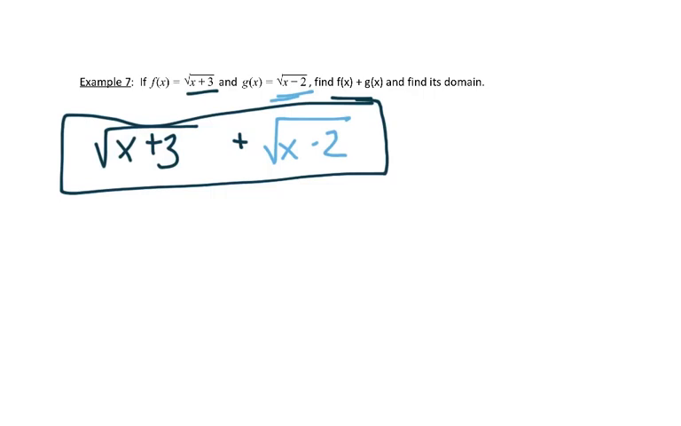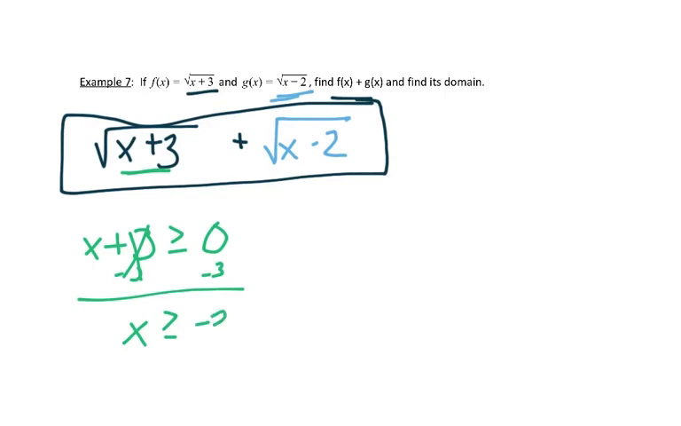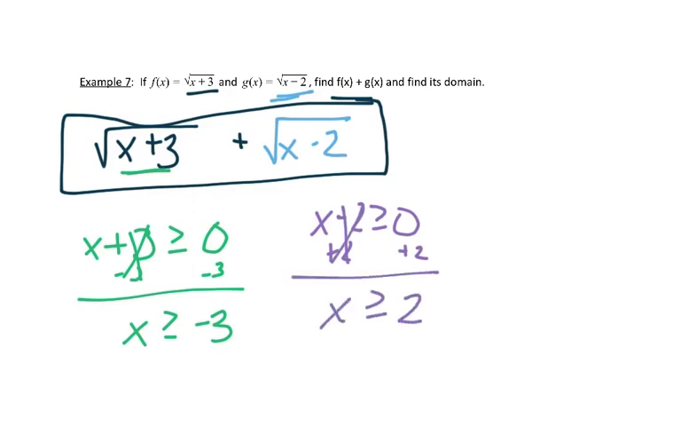So we have to find the domain in two pieces. There's this piece right here, it's underneath the square root, so we have to say x plus 3 has to be greater than or equal to 0. We can subtract 3 from both sides. And it tells us that x has to be greater than or equal to negative 3. And then when we do this one, it'd be x minus 2 is greater than or equal to 0. Add 2 to both sides. We get x is greater than or equal to 2.